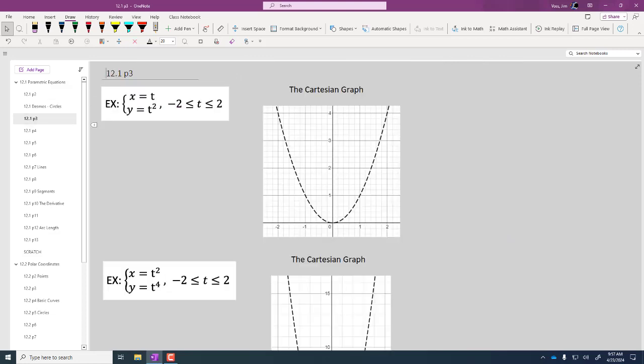All right, you all try this one. Try this parabolic one here. So come up with the Cartesian equation, and then graph it on a Cartesian plane and see if you are going to get what I get.